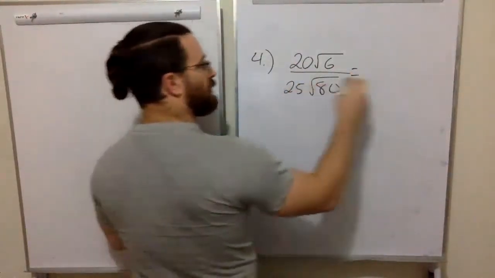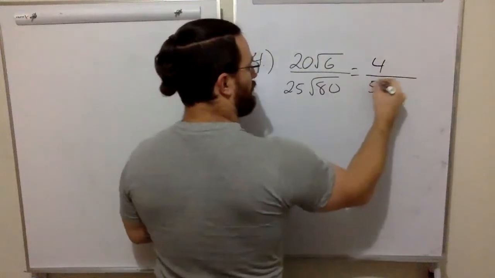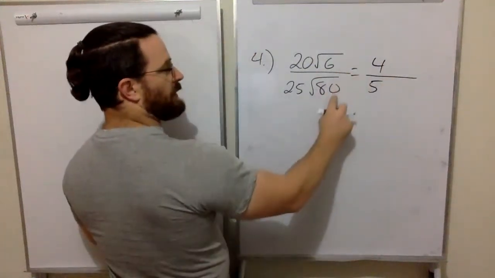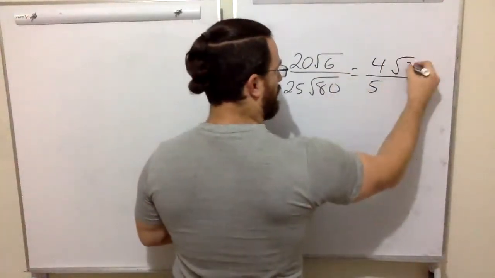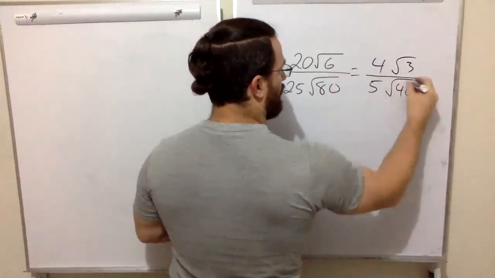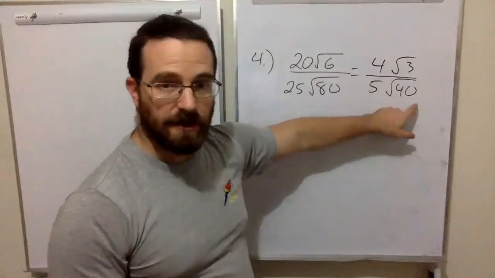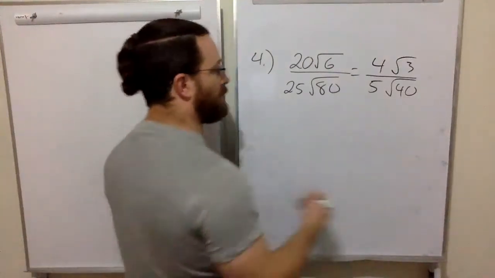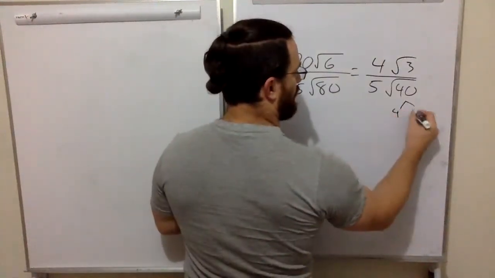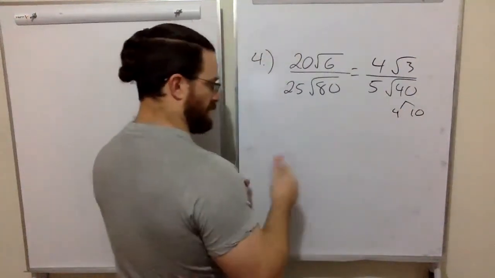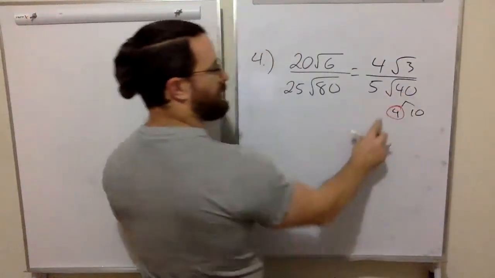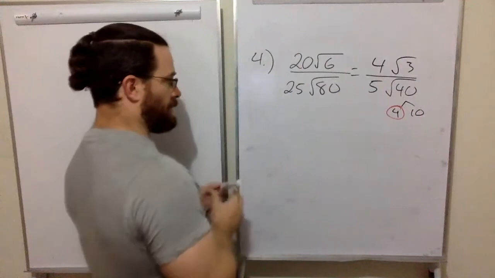20 and 25 will go down to 4 and 5. And then these can both be divided by 2, making radical 3 over radical 40. From here, there is a perfect square inside my radical, so we're going to take that out. This could be 4 times 10. So the perfect square is the 4. This comes out as a 2.